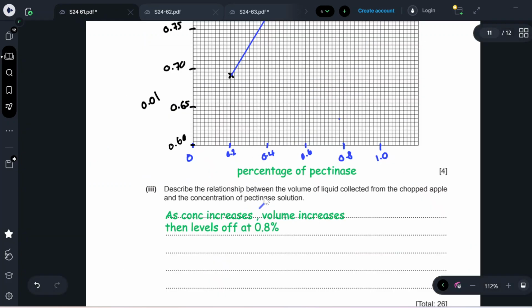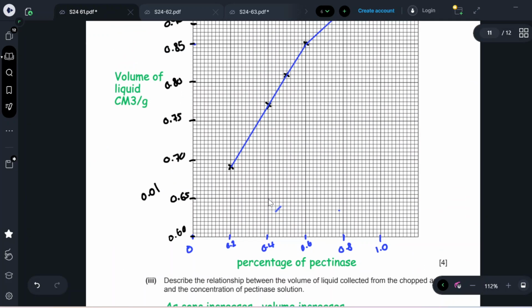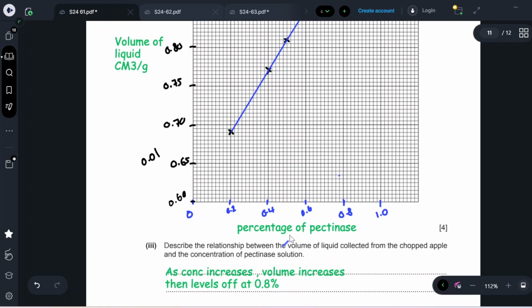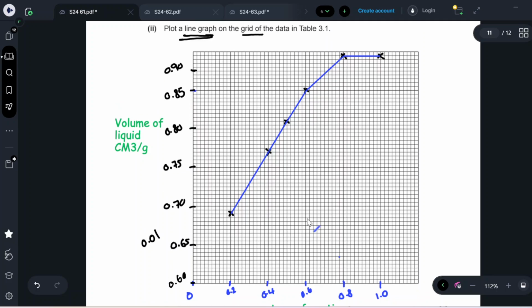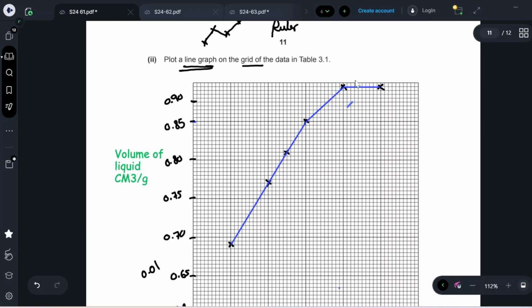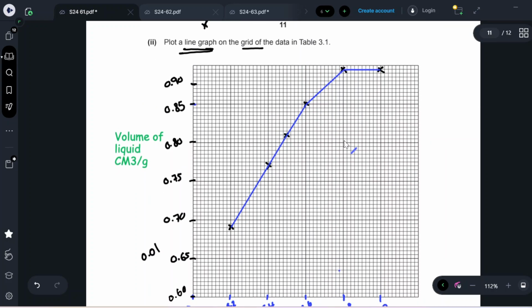The last question, describe the relationship. This is a description, not a conclusion. As the percentage of pectinase increases, the volume of liquid increases, and then it levels off. As the concentration of pectinase increases, the volume of juice you get will increase, and then it remains constant or levels off.